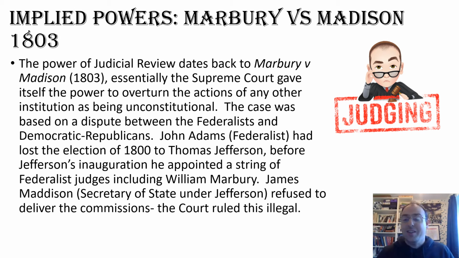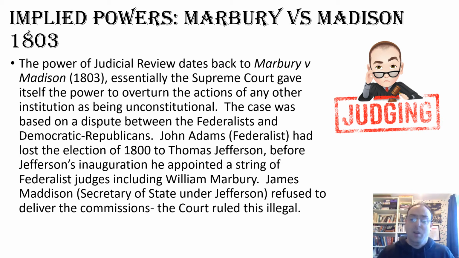So where does all this implied power, this power of judicial review, go back to? Well, essentially, the Supreme Court gave it to itself, and we go all the way back to Marbury versus Madison of 1803, and this is the beginning of the idea that the Supreme Court could deem the actions of any other institution as being unconstitutional. So the case was based on a dispute between the Federalists and the Democratic Republicans.